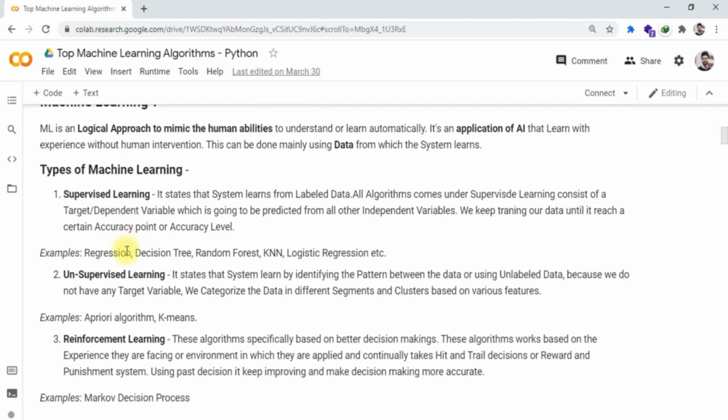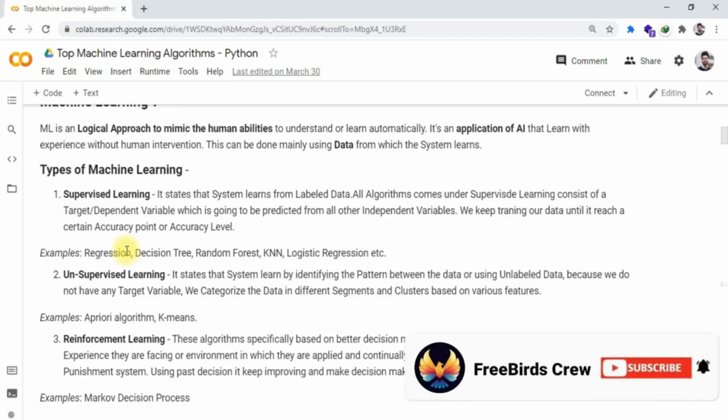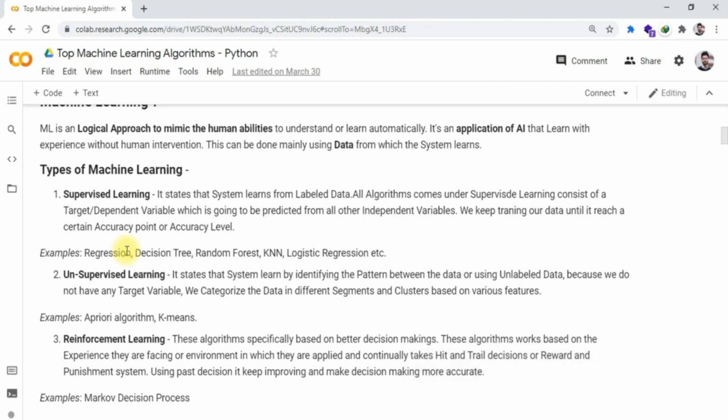So supervised learning is the learning when the system learns from labeled data. All the algorithms that come under supervised learning consist of a dependent variable which is going to be predicted on the basis of independent variables. For example, consider a machine learning scenario where you have to predict the price of a house on the basis of the features of the house, like its interior, exterior, area, location, all the things you are given. So all these things are the independent variables, and our target or dependent variable is the price.